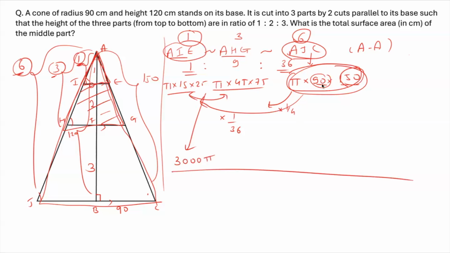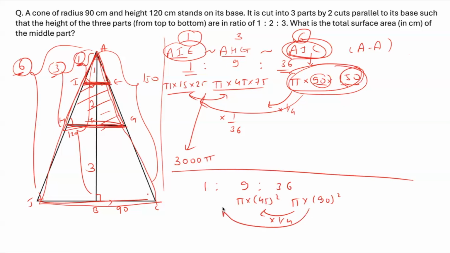Similarly, we can use the same ratio 1 is to 9 is to 36 as the ratio of the areas of these base circles. So the base circle of AJC will be pi into 90 square. The base circle of AHG will be 1/4 of that. 90 into 90, both sides are divided by 2. So pi into 45 square. And the base area of AIE, this circle, will be pi into 90 square divided by 36. That's pi into 15 square.